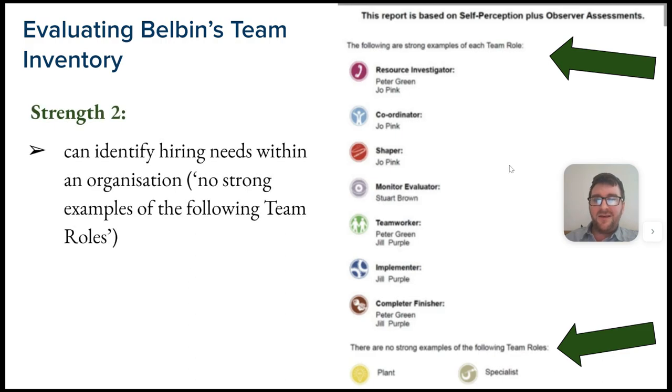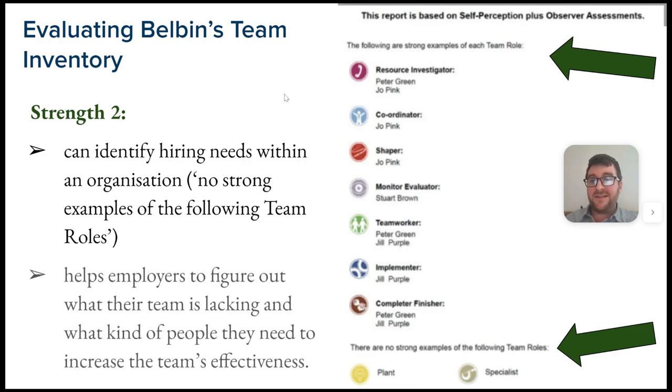The second strength, it can be applied. Organizations can use this. See at the bottom, it says there are no strong examples of the following team roles. So that could be seen as a hiring need. Human resources might say, okay, we need to find people like this to improve our team. So that's an application strength.